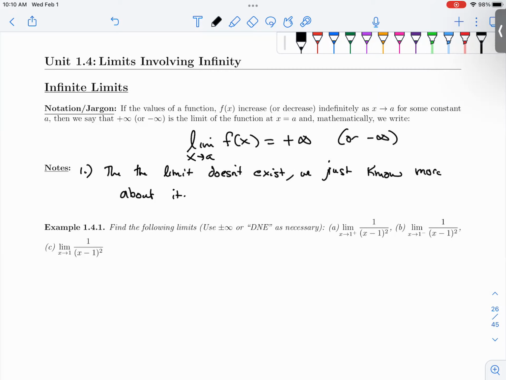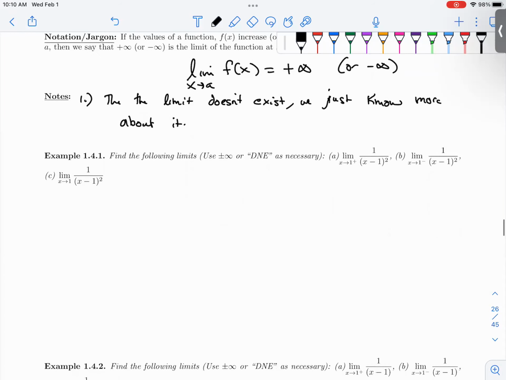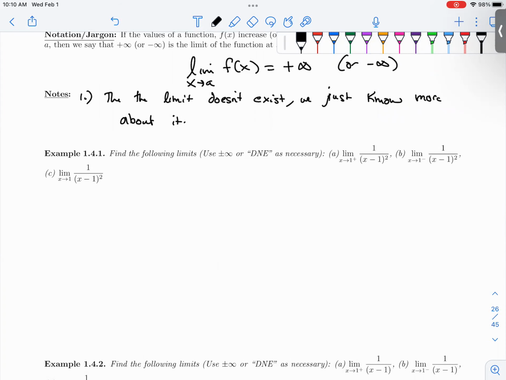I don't know why I wrote notes. It should just be note. Oh well. Typo.